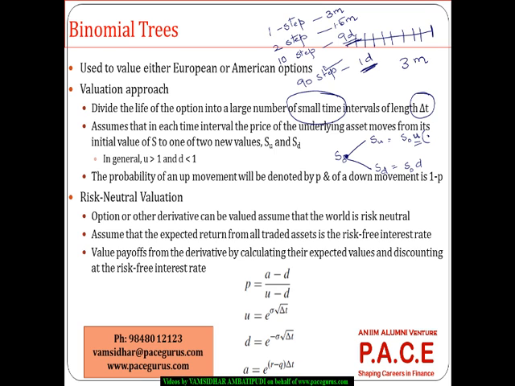We always see that U is greater than 1 in general and D should be less than 1, because this talks about a fall compared to the original, and this talks about a growth compared to the original. Then we talk about an up movement in the price as well as a down movement for each small time step. We also talk about the probability that it goes up as P, and 1 minus P is the probability that it goes down. This is what we do as a part of the binomial tree based valuation approach.